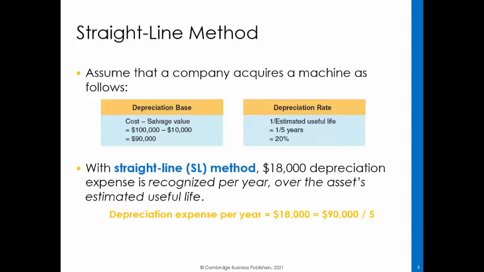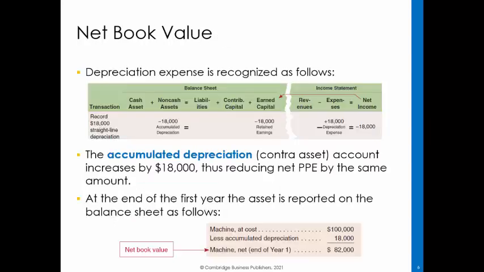Companies use any reasonable method to depreciate assets. Straight-line depreciation is the most common method in the U.S. and around the world. Other methods include accelerated methods and the units of production method. To illustrate straight line, consider a machine that has a $100,000 cost, $10,000 salvage value, and a 5-year useful life. Depreciation expense of $18,000 is recognized evenly over the estimated useful life of the asset.